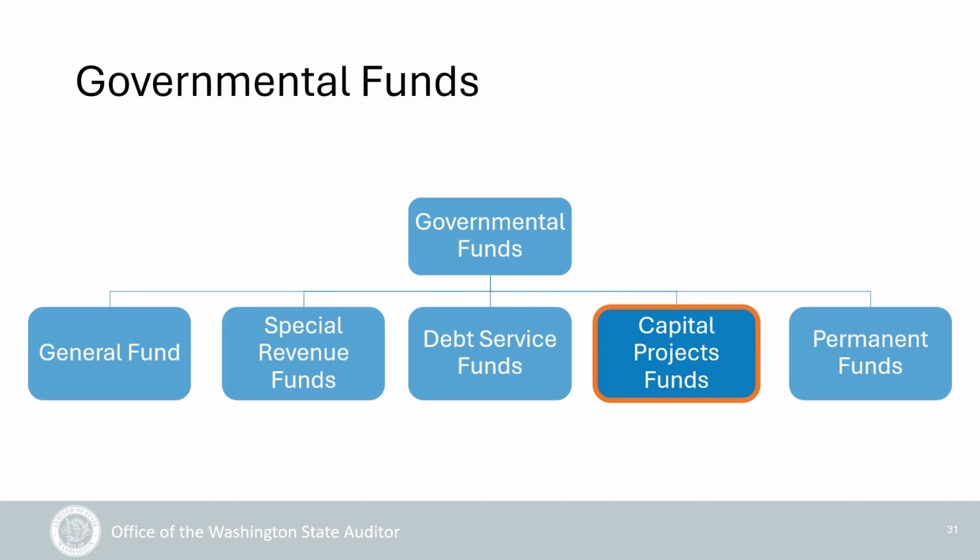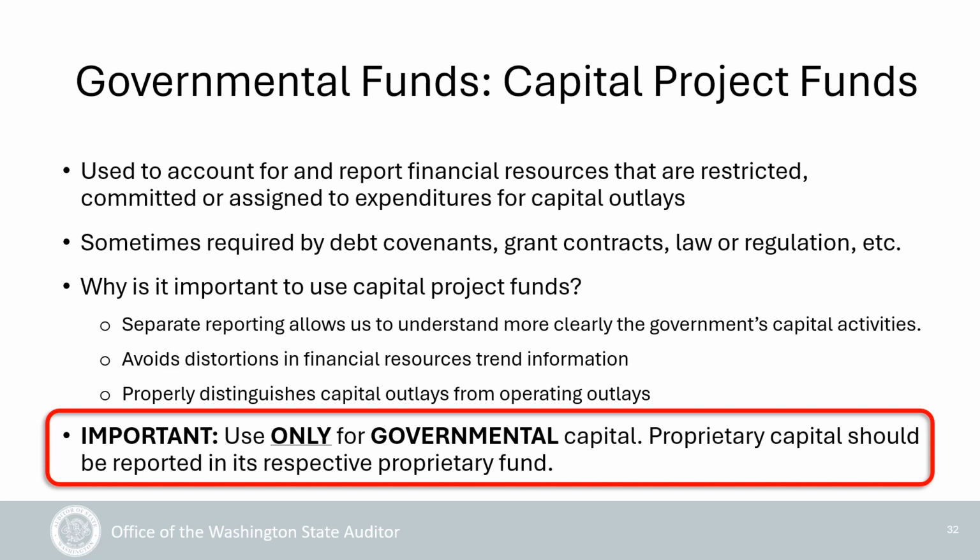Next up for discussion is capital project funds. Capital project funds are for, as you could probably guess, capital outlays. Sometimes the use of this fund type is required by debt covenants, grants, or laws. For example, if you issue debt, one of the requirements might be to account for the capital project in a separate fund to show that you are using the bond proceeds for allowable expenditures.